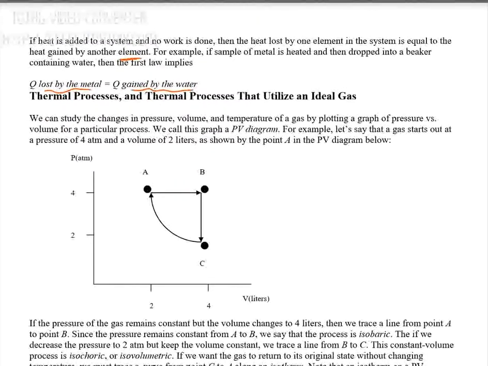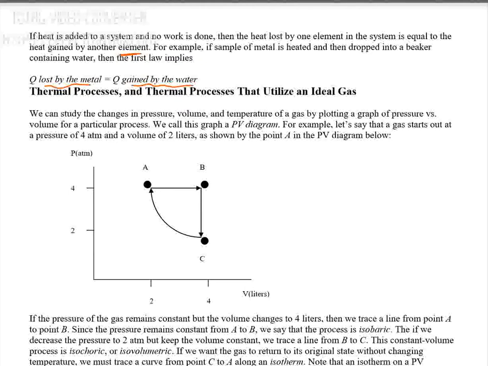And we can study the PV diagram, the thermal process that utilizes the ideal gas. We can study changes in pressure, volume, and temperature of a gas by plotting what? A graph of pressure versus volume of a particular process. We call this a PV diagram, as we said before.